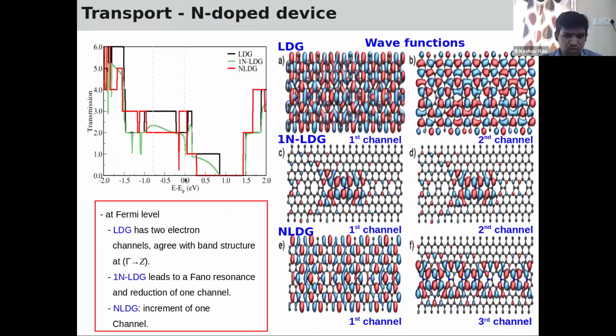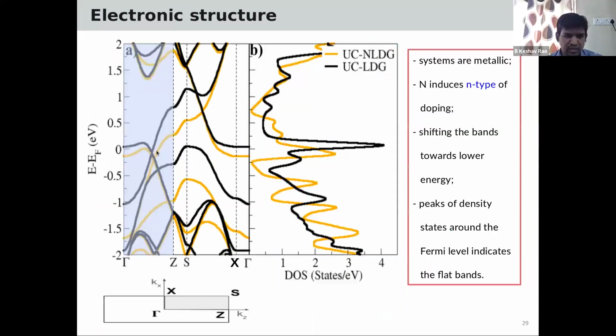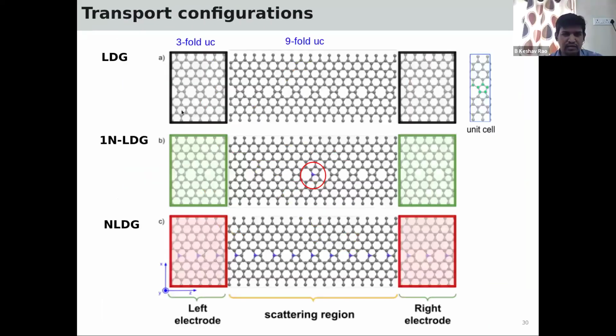Around 0, the channels are increased here. 3 channels are obtained when nitrogen is doped. You can see with the nitrogen, when a horizontal line is drawn, it intersects 2 times here and 1 time here in the zeta to Z direction. 3 intersections, hence 3 channels are obtained here at the Fermi level.